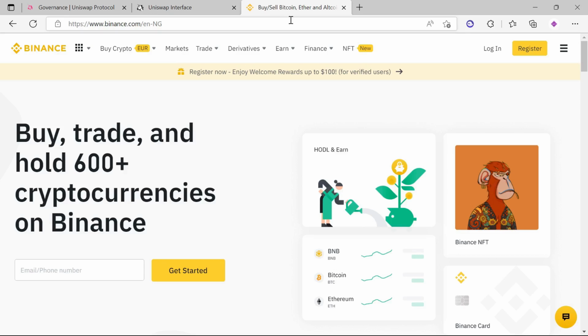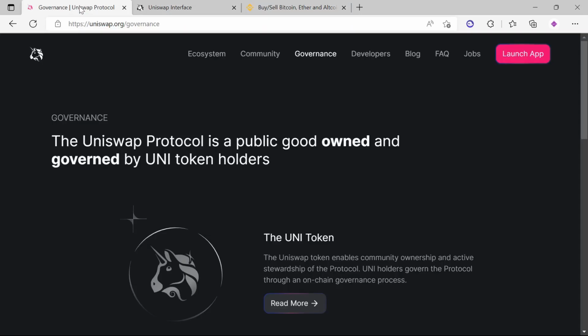You're going to explore Binance for a while. Binance is a centralized exchange, so you use Binance for a while, and after you're familiar with Binance, I would advise you then explore the Uniswap protocol. Okay, so Uniswap is a DEX. It's called a decentralized exchange. The Uniswap protocol is owned and governed by Uniswap token holders.